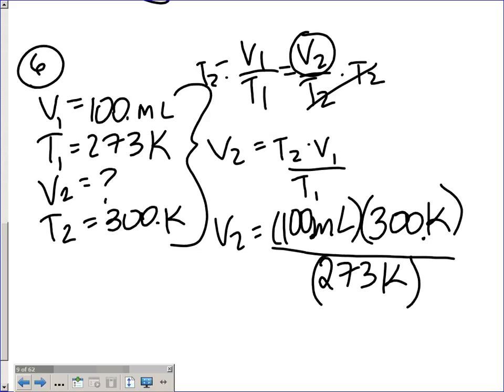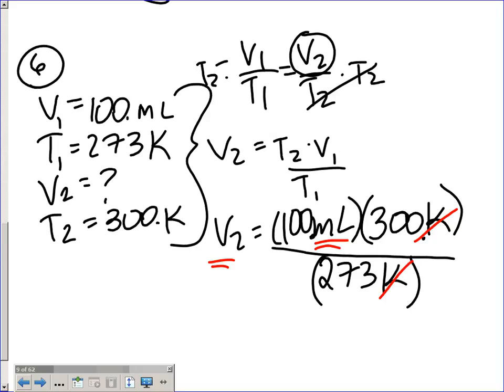I did not cancel units in the last one, but I would expect that you did probably. Kelvins will cancel. What's the only unit left? Milliliters. As long as that unit matches our variable, that means you did it right. Because if it was like Kelvin, you'd say, well, volume can't be in Kelvin. That means you wrote something incorrectly. But we're doing good here.